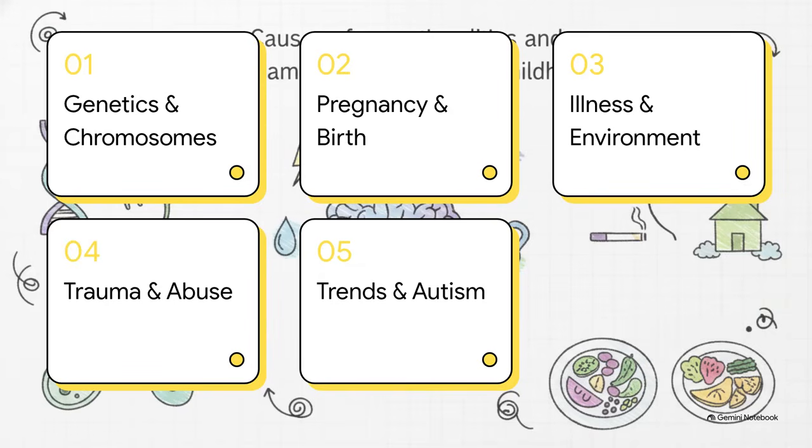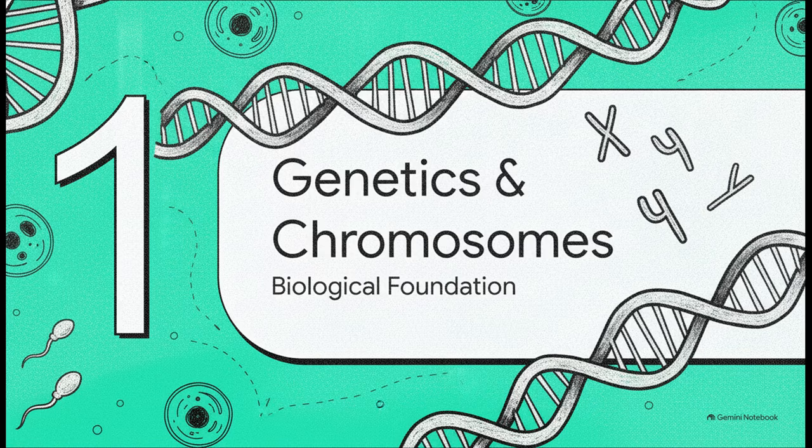Okay, let's dive into this. Here is our roadmap for today. We're going to cover 1. Genetics and chromosomal disorders, 2. Pregnancy and birthing complications, 3. Illnesses, accidents, and environment, 4. Trauma, abuse, and neglect, and finally, 5. Trends and autism research. All right, starting off with Section 1, Genetics and chromosomal disorders, the biological foundation.